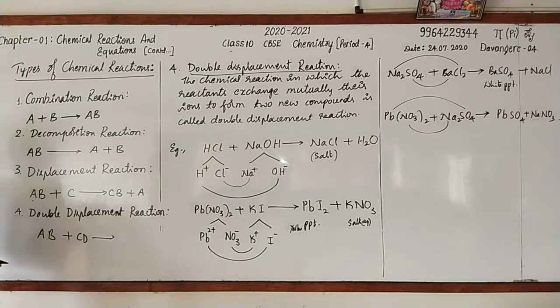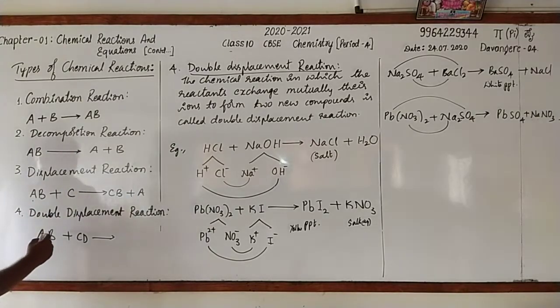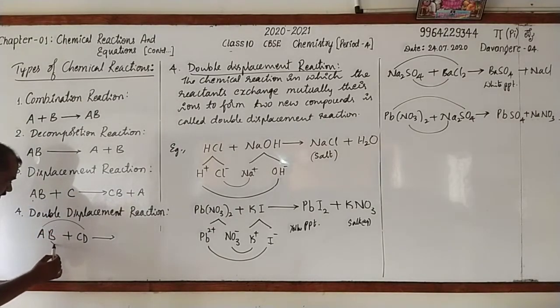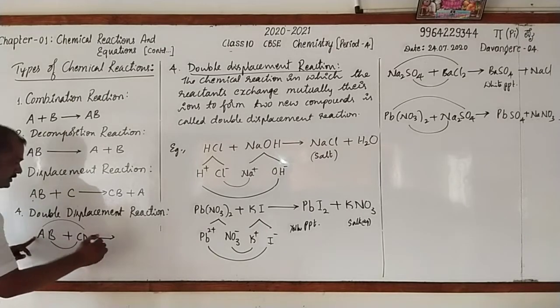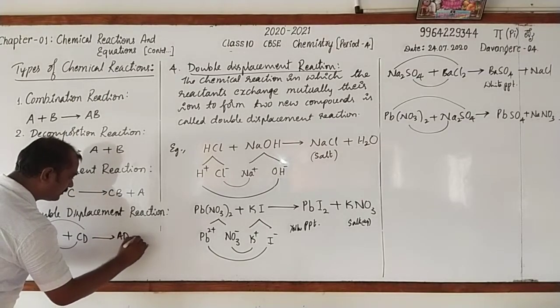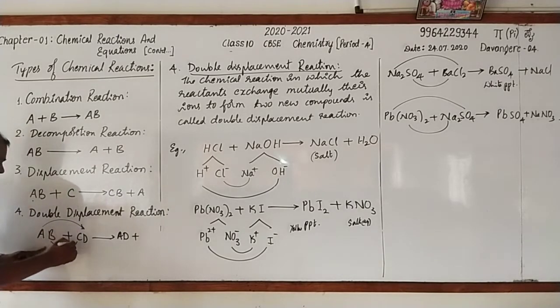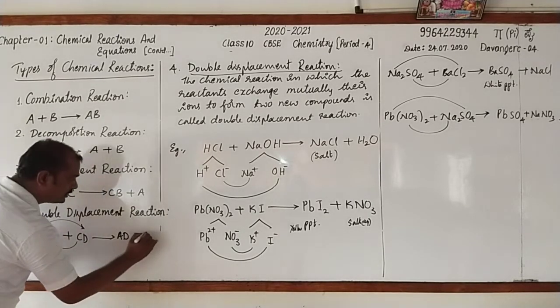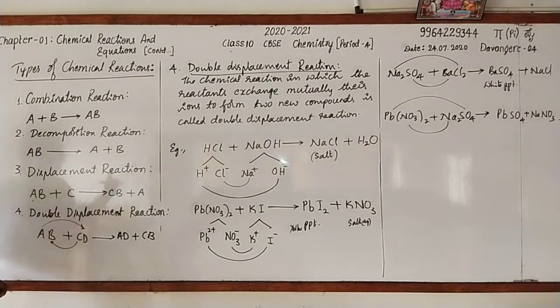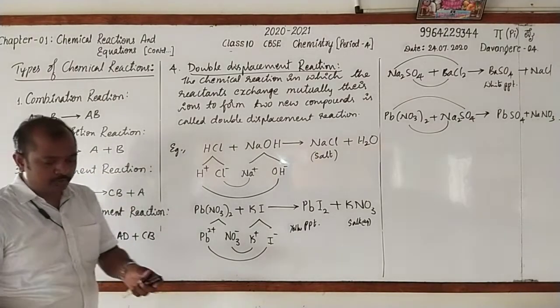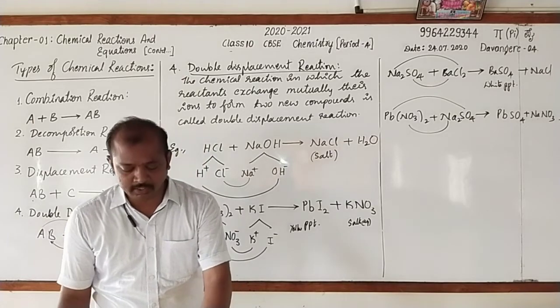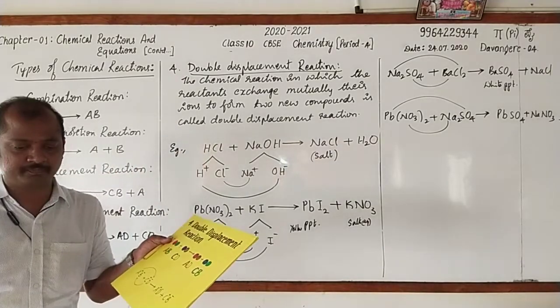Then could you tell the two new compounds? You can go for like this. See that? It is AD. Will you go for writing BC? No, BC is wrong. Then what do you write? It is CB. Understood? Now let me show you the chart with respect to double displacement reaction.